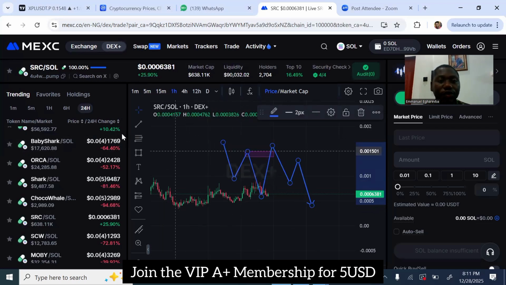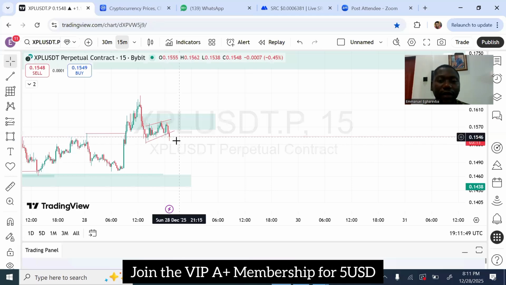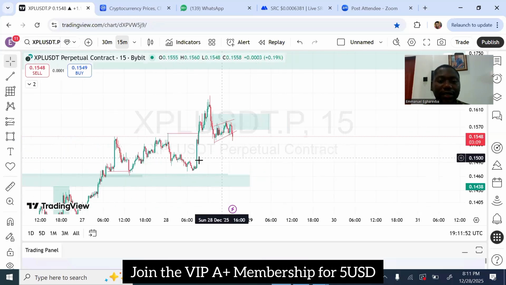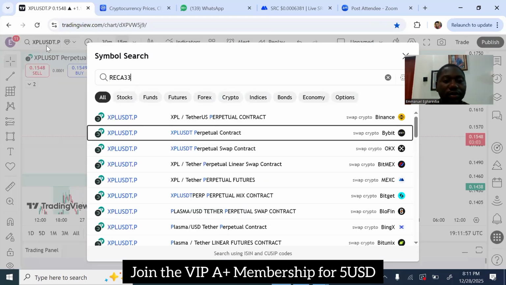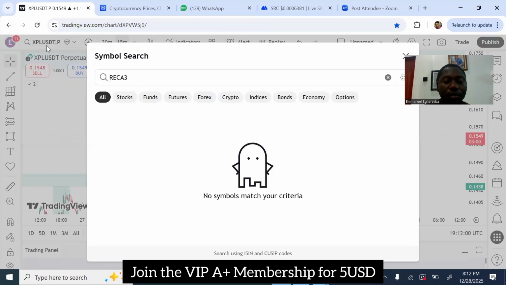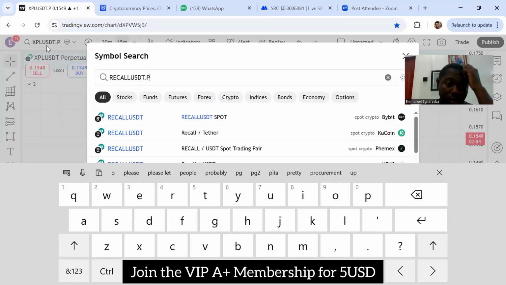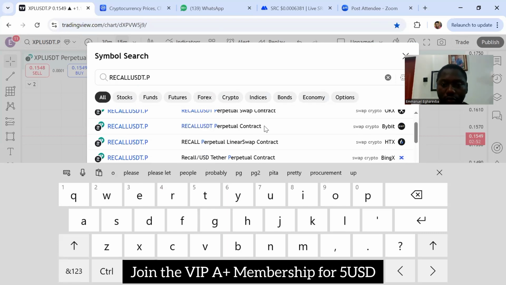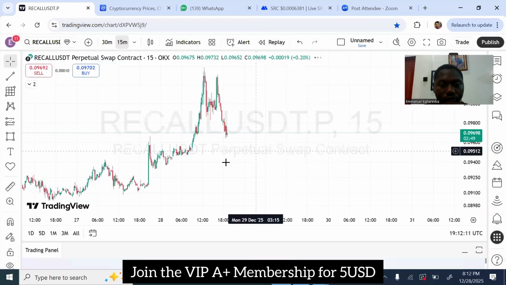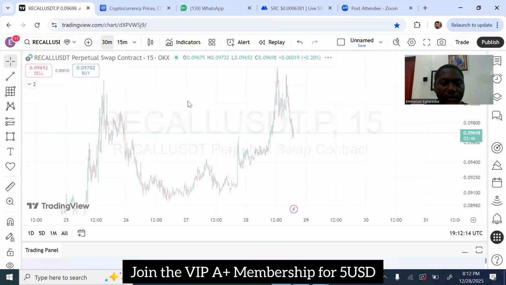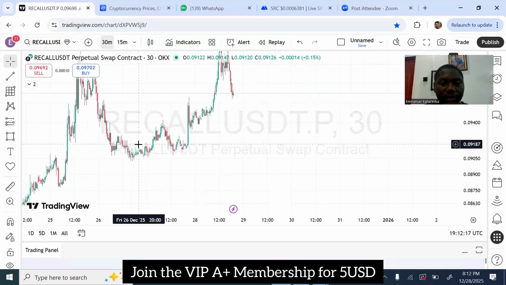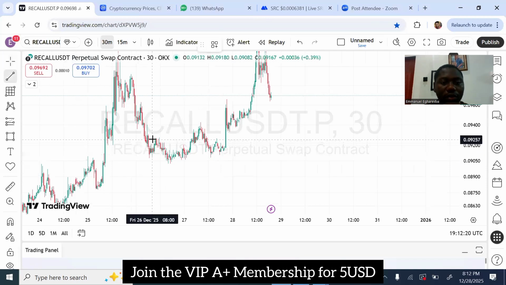I would show you something on TradingView. This is not on DEX now, but quite similar, right? What's the name again? I think that was Recall USDT.P. And I caught this trade. That was yesterday. Yes.